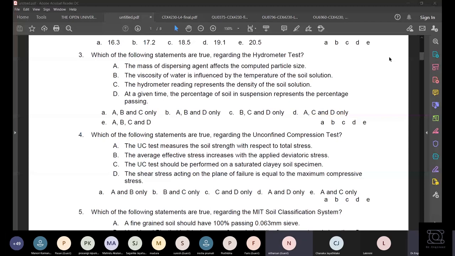Soil in suspension, no? That should be read as soil in suspension representing the percent passing. Excuse me, can I tell you something? In our book, page number 32, the new syllabus one, at the very top of the page, it says that soil in suspension means percent passing. So I think the statement is correct. Okay, we'll think about that and discuss why that is correct.